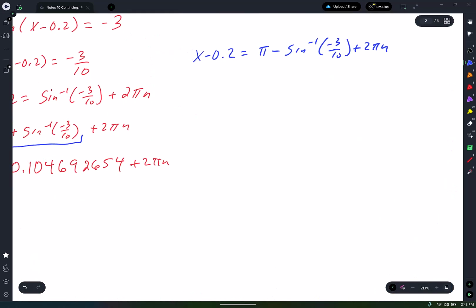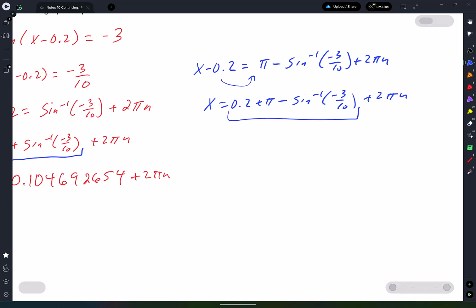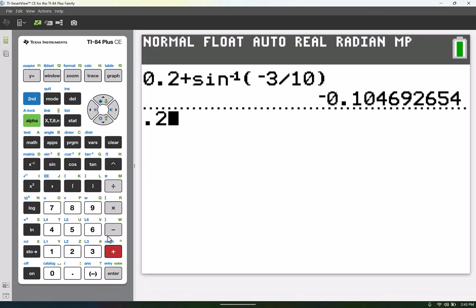Okay, so there it is. Are we still okay? All right, I'm just going to move the negative 0.2. X equals 0.2 plus pi minus arc sine of negative 3/10 plus 2 pi n. This right here is what I'm going to type in the calculator. So I take my calculator. I'm going to go 0.2 plus pi.